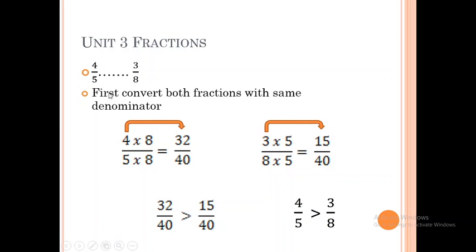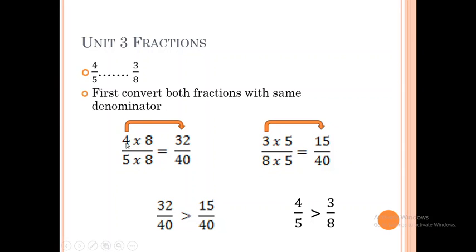Another one, 4 by 5 and 3 by 8. The first step is to convert them into fractions with the same denominator. So multiply 4 by 8 and 5 by 8. 4 multiplied by 8 is 32. 5 multiplied by 8, the answer is 40. So this is changed into 32 by 40. The next one is 3 by 8 multiplied by 5. 3 times 5 is 15, and 8 multiplied by 5, the answer is 40. So the new fraction is 15 by 40.